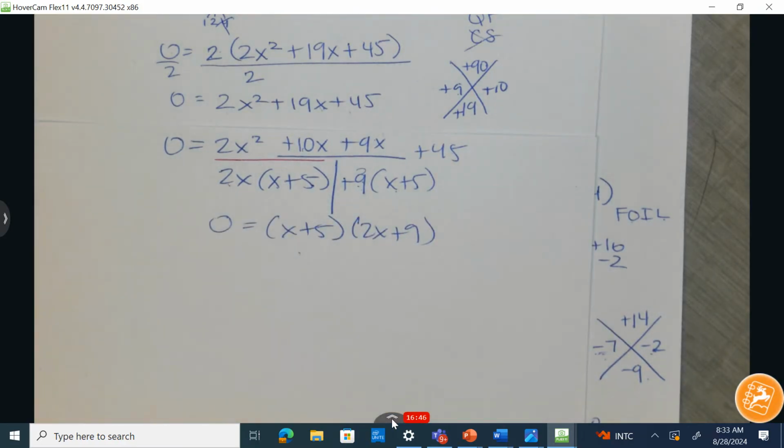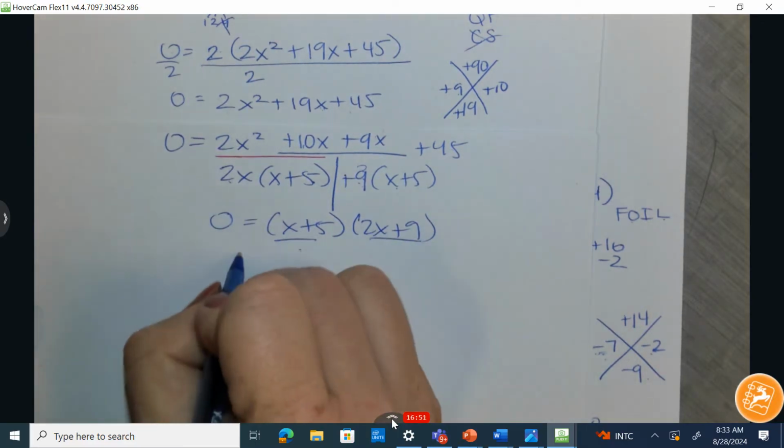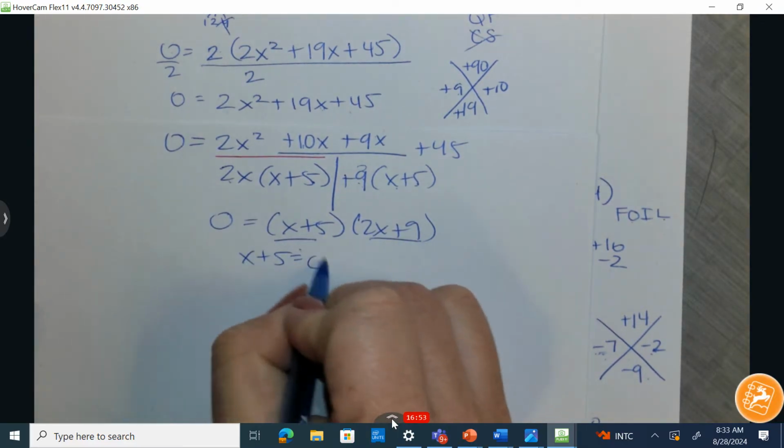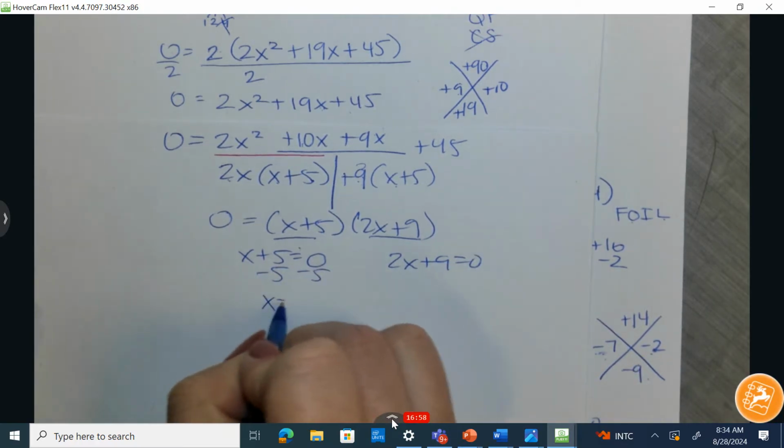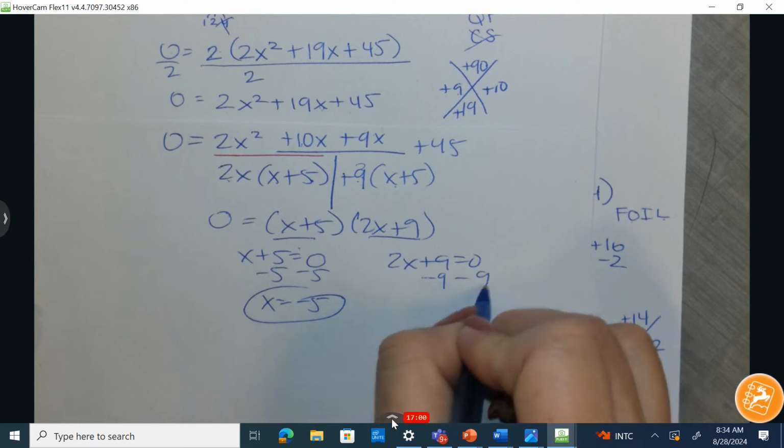Why do we learn the factoring? Because factoring is a tool to now solve. I'm going to take each one of these factors, I'm going to set them equal to 0, and I'm going to solve it. Please make sure you are showing all of your steps.